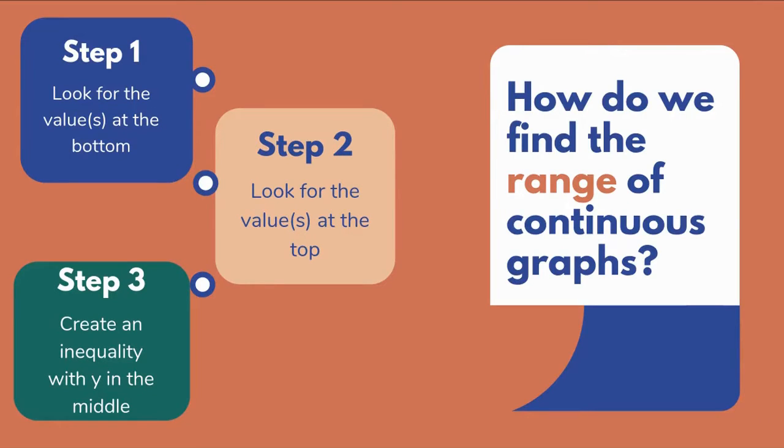Let's now find the range of our continuous graph. The steps here are going to look really similar to finding the domain, but this time we know we want to pay attention to just the y values or just the y-axis rather than the x-axis. So this time we will look for the point farthest at the bottom, then we will look for the point all the way at the top, and finally we will create an inequality with y in the middle using the number that we found at the bottom and the number that we found at the top.